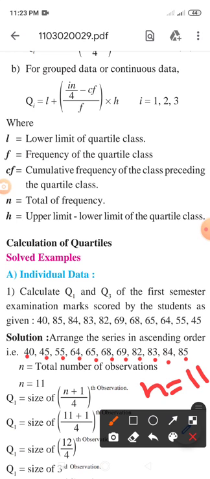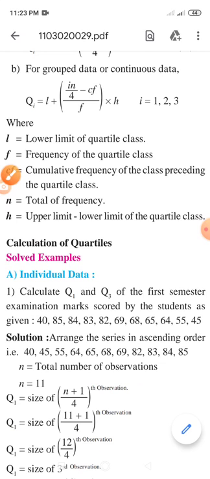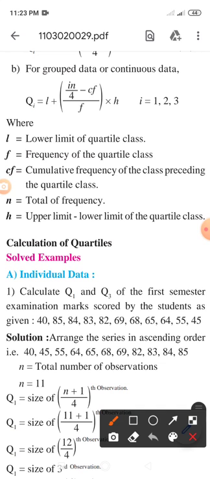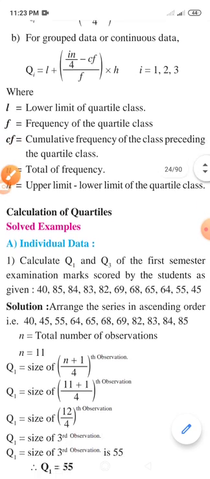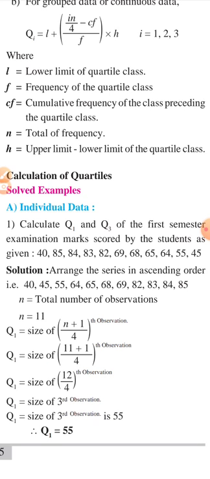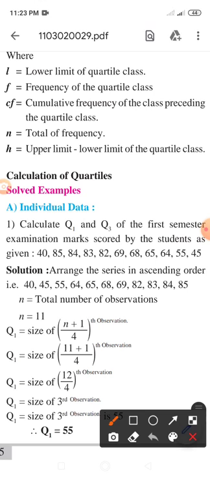So third step, write down the formula for calculation of Q1. Q1 is equal to size of (n plus 1) upon 4th observation. Why 4? Because quartile divides data into 4 equal parts. Bracket complete observation. Next, value of n we already found out, that is 11, plus 1 upon 4th observation.